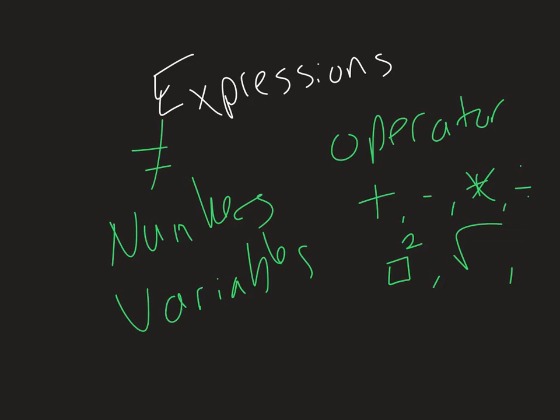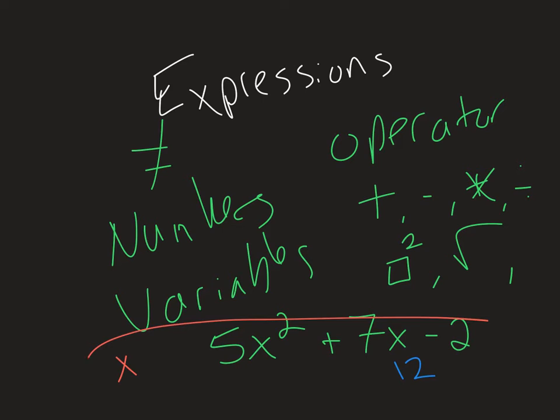So for instance, I could have 5x squared plus 7x minus 2. That would be an expression. There's no equal sign. They could also be a lot simpler. I could have an expression just be 12. It could just be a number. It could just be a variable. I could just have x. All these would be examples of expressions.